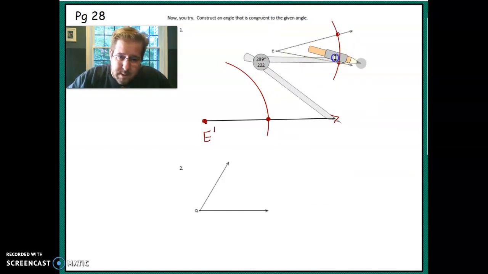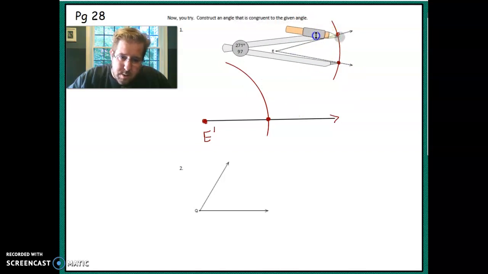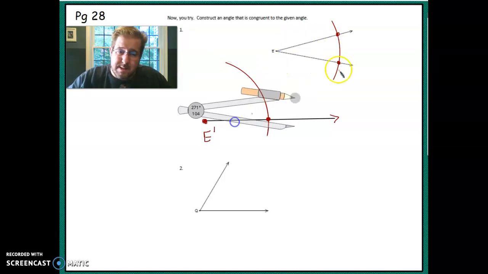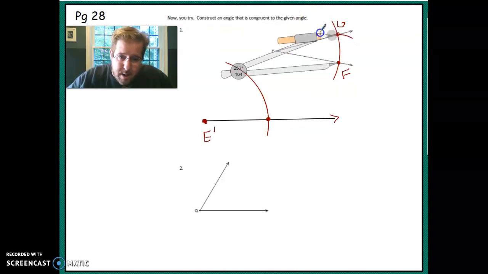Now, before I do this, I need to close this up a little bit because clearly it's not going to fit on the screen. All right, let me turn this and notice what I'm doing here. I'm putting the fixed point on one point of intersection. And sometimes it's helpful to give these points of intersection a name. I'm going to call this F and call this G. I'm going to put my fixed point on F. I'm going to put my pencil on G, and I'm going to make an arc.